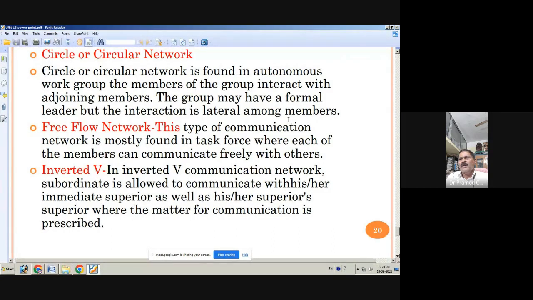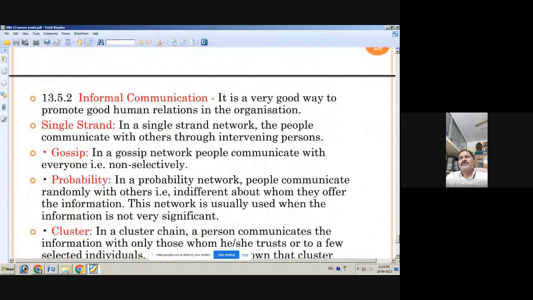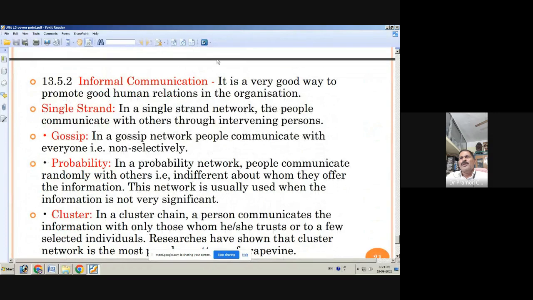Inverted V is one type of communication, and a subordinate is allowed to communicate with the immediate superior. That subordinate is also allowed to say something to the superior, where the matter is communicated in a prescribed manner. So definitely we can say that informal communication is a very good way to promote good human relationships.